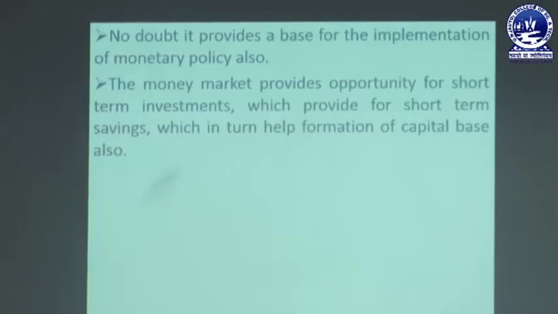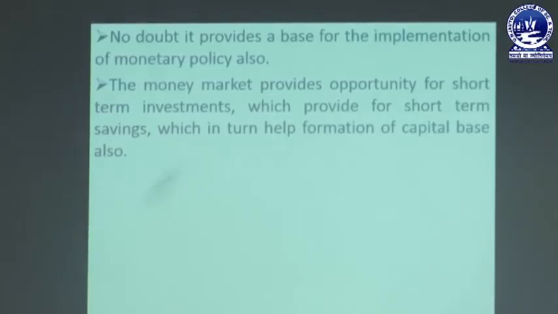No doubt, it provides a base for the implementation of monetary policy also. So, the money market plays an important role in the implementation of monetary policy for the development of the economy. When the RBI sets monetary policy, the money market plays an important role.